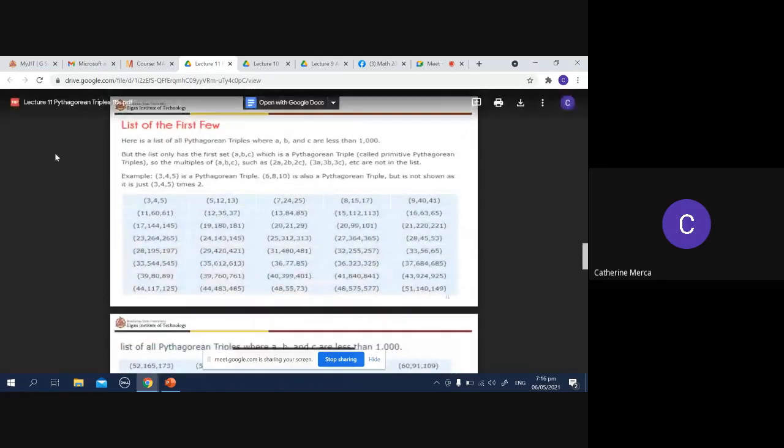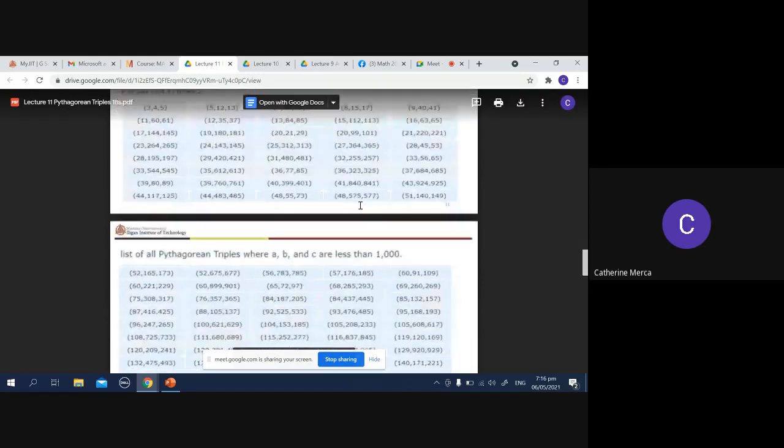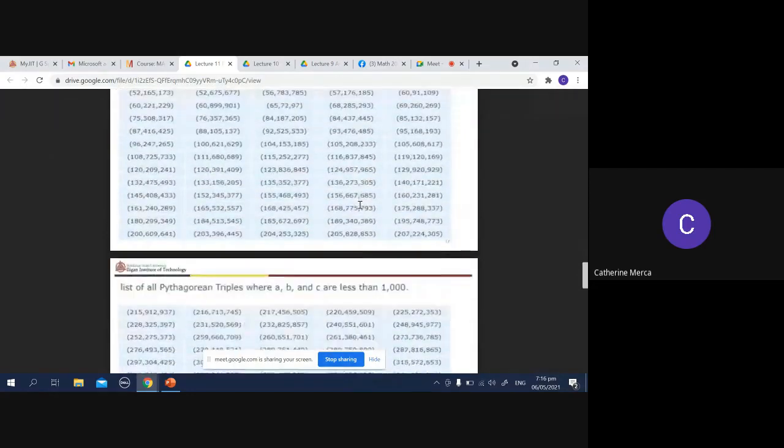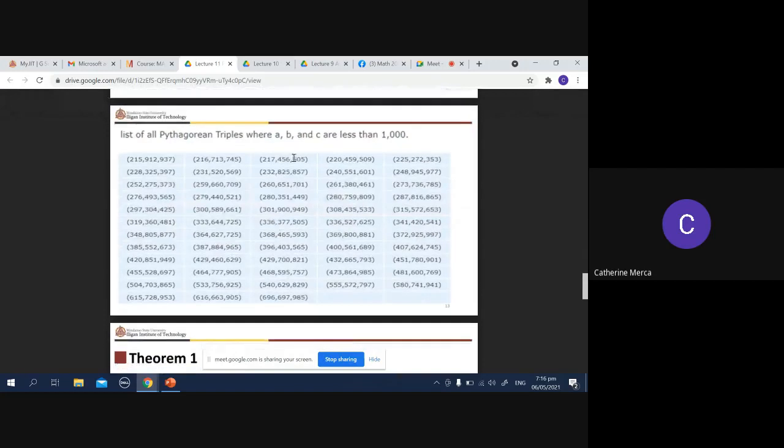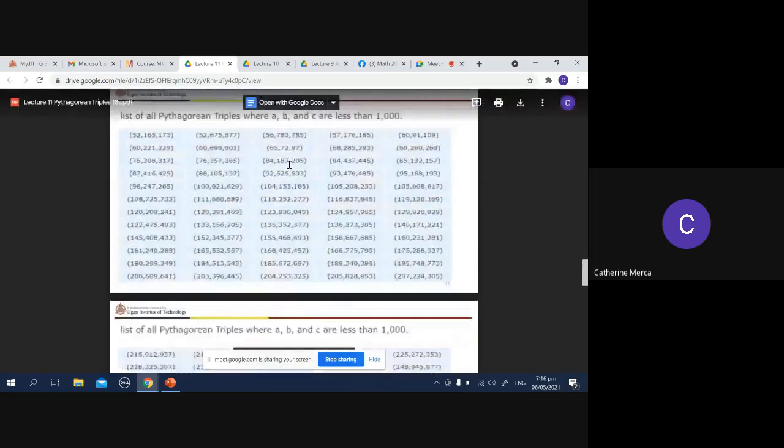This is the list of the first few Pythagorean triples, where A, B, and C are less than 1,000. So you can now look at this. You can verify this. There may be some typos, so please check.